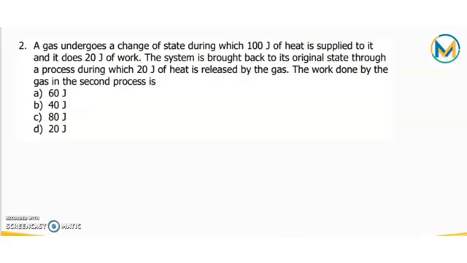A gas undergoes a change of state during which 100 joule of heat is supplied to it and it does 20 joule of work. The system is brought back to its original state through a process during which 20 joule of heat is released by the gas. The work done in the second process is what you're supposed to find out. Now we know that in a cyclic process, ΔU is equal to 0 and therefore ΔQ is equal to ΔW, which means Q1 minus Q2 is equal to W1 plus W2. So first of all, we need to find out what Q1, Q2 are from this question.